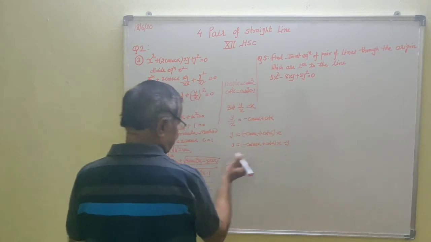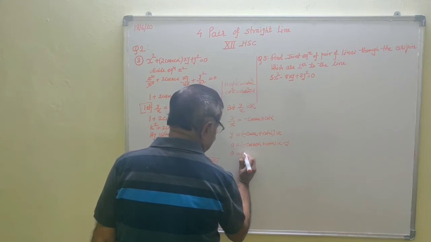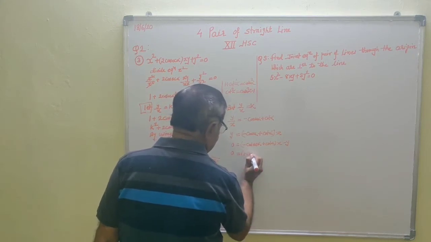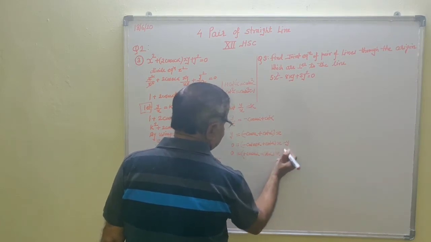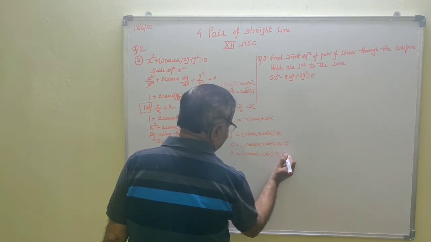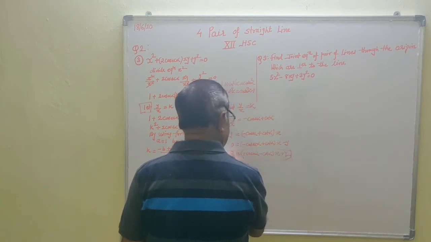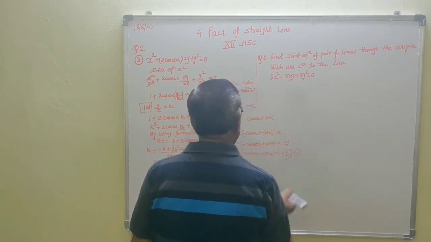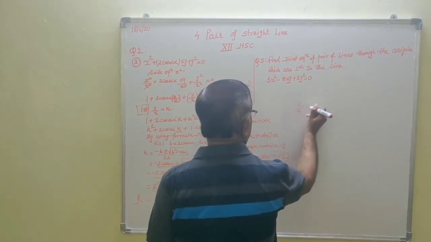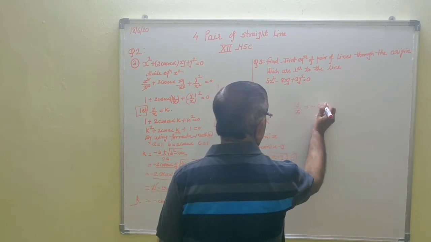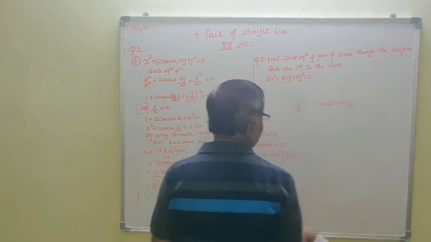Now I can change the sign. So what will come here? 0 is equal to, this is minus, therefore this will be plus cosec alpha minus cot alpha x. This is minus y. This is the required first equation. Now what I will do here? I will substitute again y upon x is equal to minus cosec alpha minus cot alpha. The second value I am putting here.